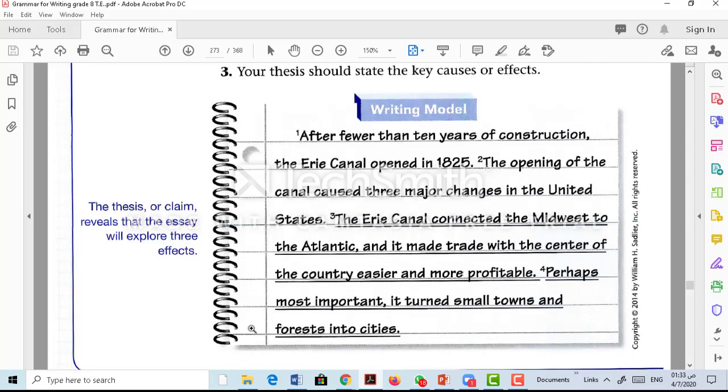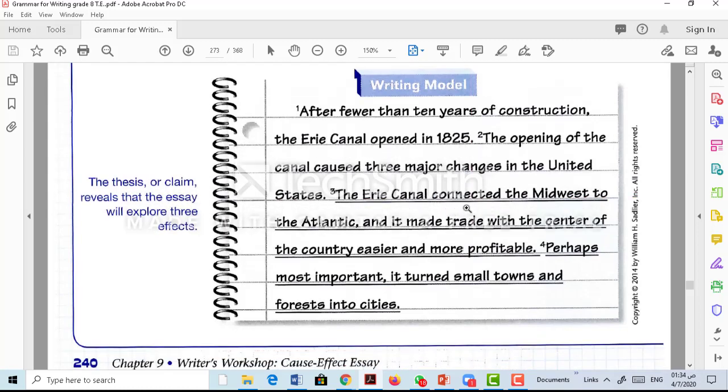In this example here, the author started with general information about the history of the canal, and then he said that the opening of the canal caused 3 major changes in the United States. What are these 3? He listed them. Number 1 is the Erie Canal connected the Midwest to the Atlantic, and it made trade with the center of the country easier and more profitable. This is the second one. So that's the first one, and that's the second one. And the third effect is perhaps most important. It turned small towns and forests into cities. So in this thesis statement, the author had 3 effects of one cause.